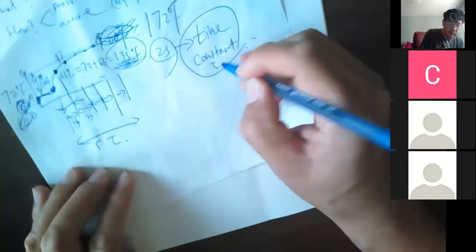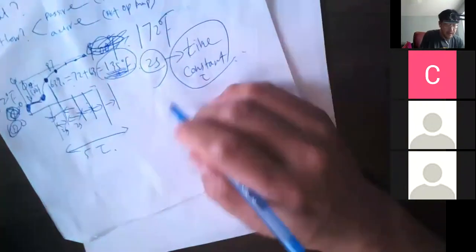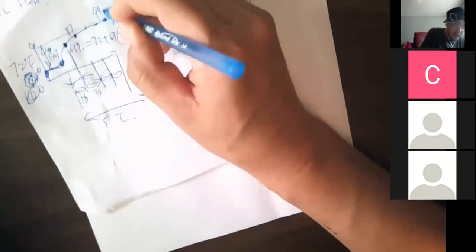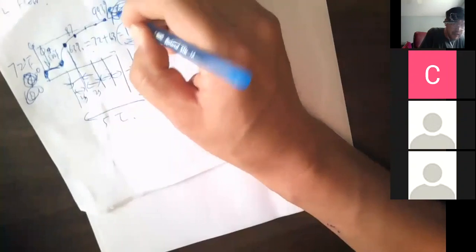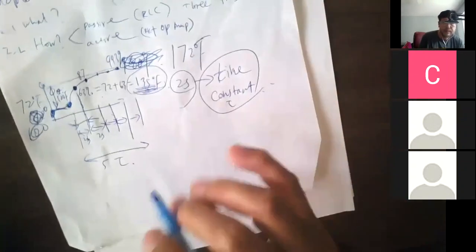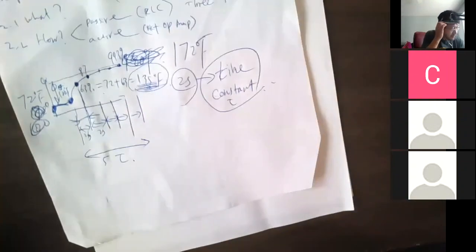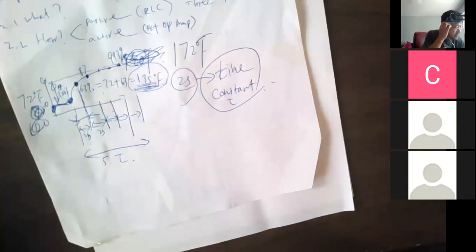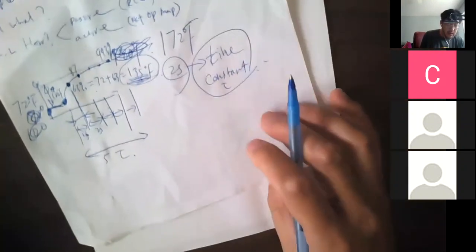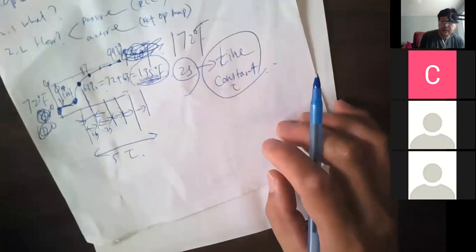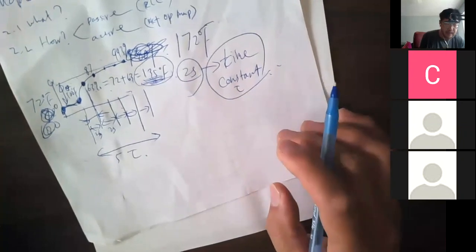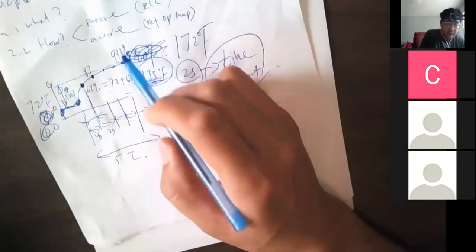We use tau to represent the time constant. So after 5 time constants, it's 99.3%. And we consider that the measurement is accurate enough if it's 99.3%.